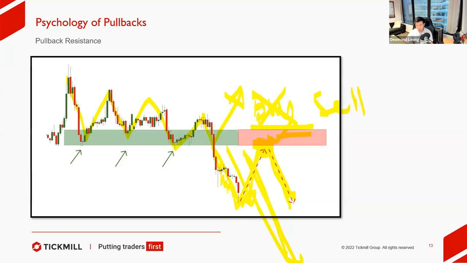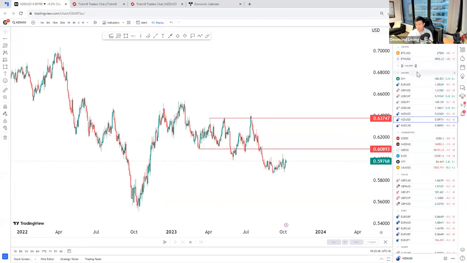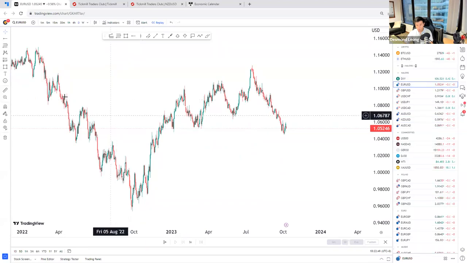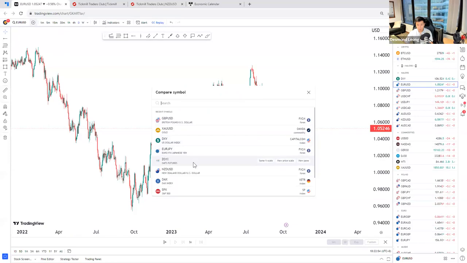how do you know if a breakout really happens? That is where I will introduce to you the concept of correlation. So we got something here. Let's just say I look at euro dollar, I click this little plus button, and I look at dollar franc.